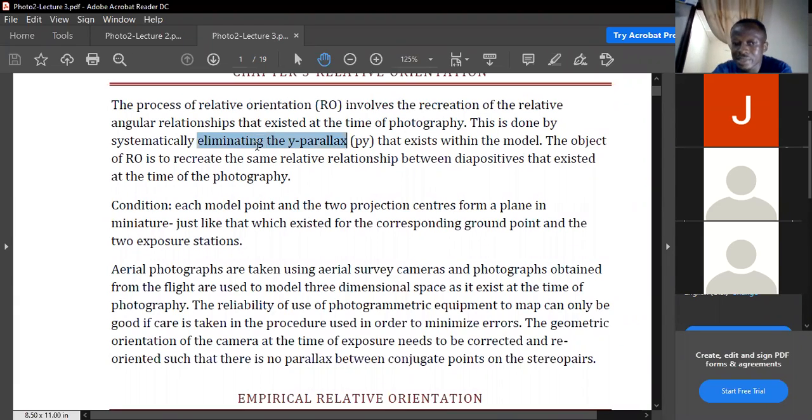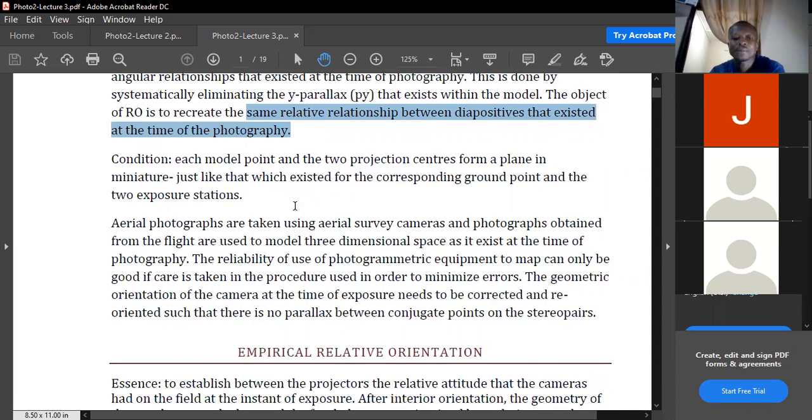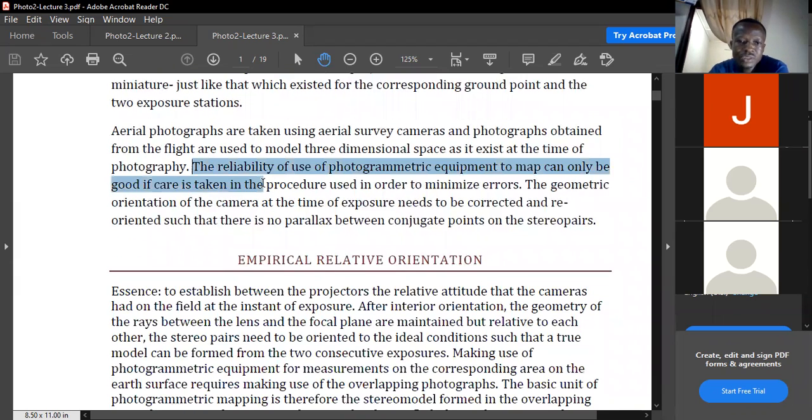As you can see in this sentence here, we are getting rid of the Y parallax. The object of the exercise is to recreate the same relative relation between diapositives that existed at the time of photography. Remember that diapositives means you are in the office. There's been a photographic process to change the film that you got from the camera to the diapositive, which is a positive image on the transparency. Everything here is just repeating what I just talked about.